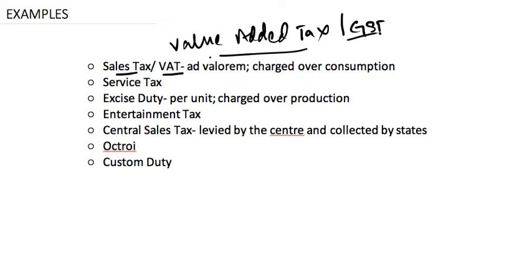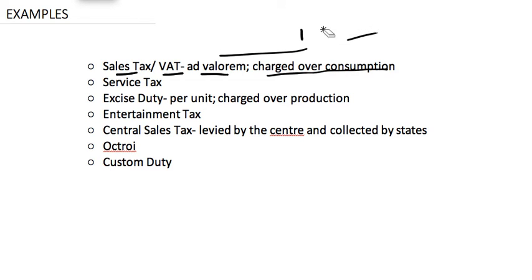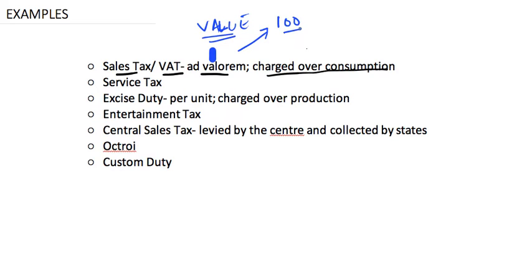Sales tax is the same as value added tax. It is ad valorem and it is charged over consumption. Ad valorem means that it is charged over the value of a good or a service. In case of VAT, it is on the value of a good, not on the unit of a good. So, if I sell you a good which costs 100 rupees, VAT will be charged on 100 rupees and not on the fact that I sold you 1 unit. We will understand the importance of this briefly.